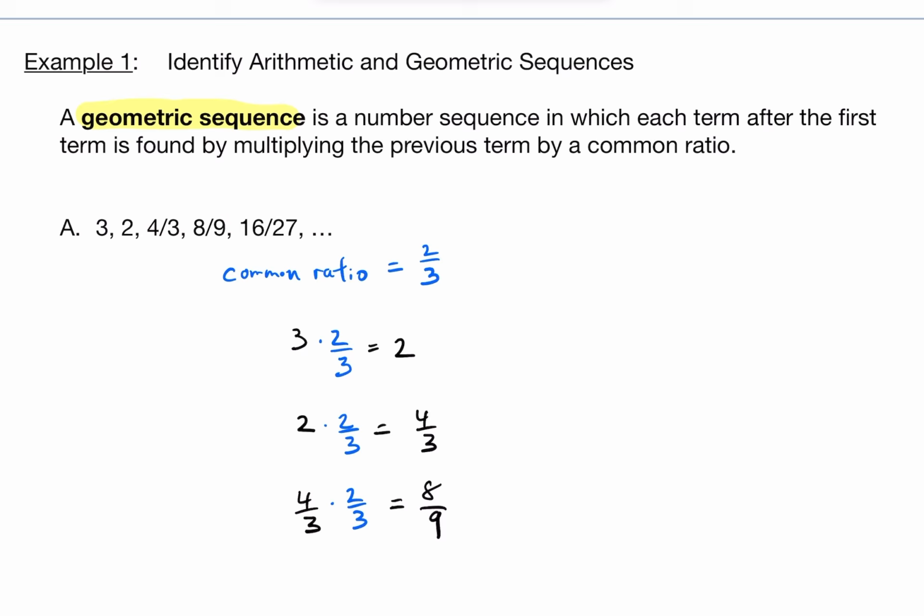All right, so the key thing here is the common ratio. Whenever you have a sequence of numbers, and they progress based on a multiplier, in this case 2/3, then this becomes a geometric sequence.